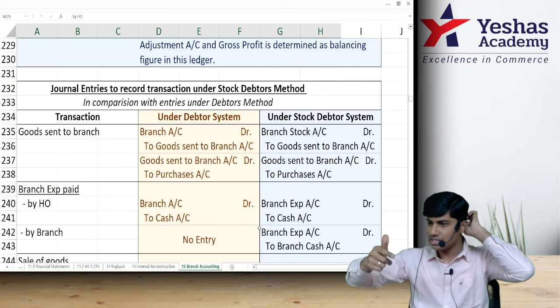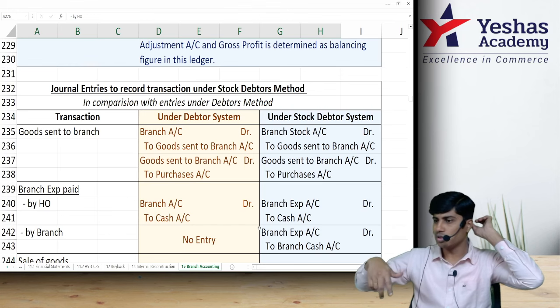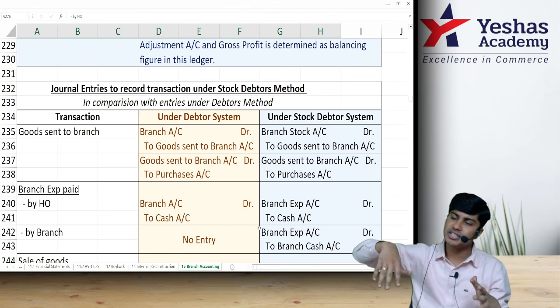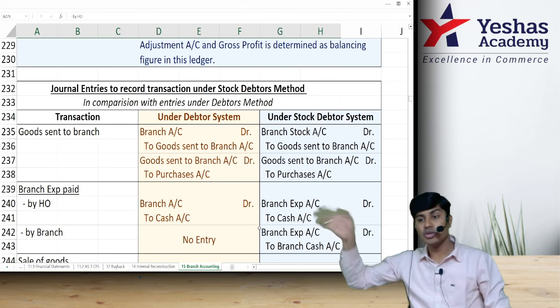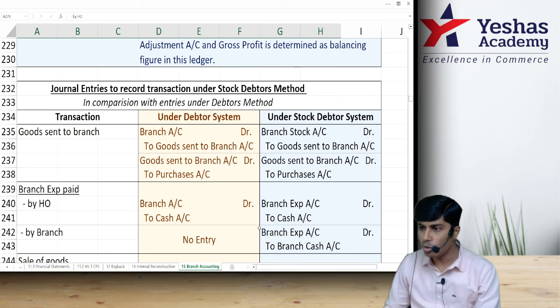In this, if there is any balancing figure missing, find that number and then close it. After you close all the expense ledgers and post it to branch P&L, you close branch P&L to determine the profit. Hope you guys got this.